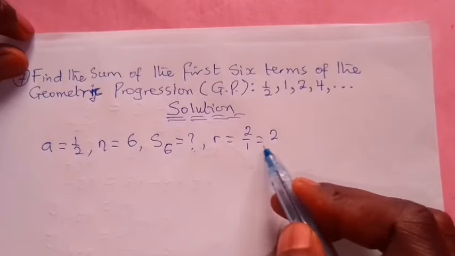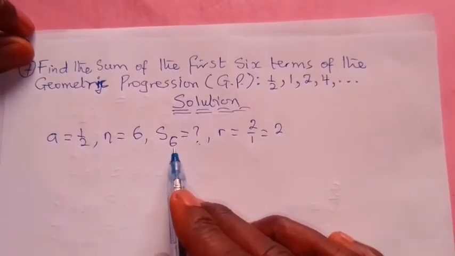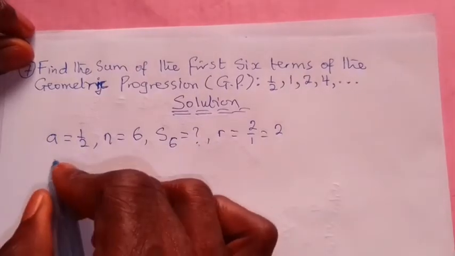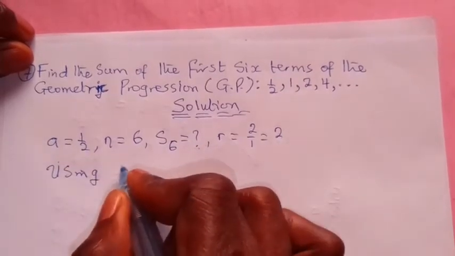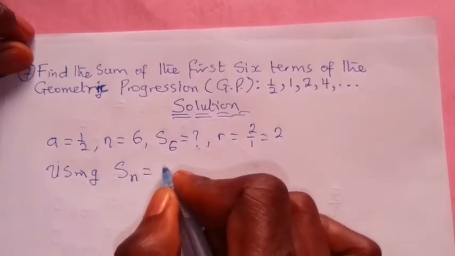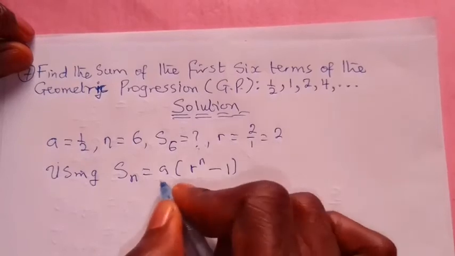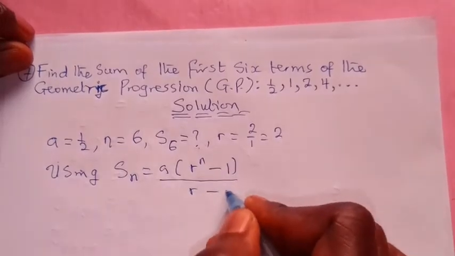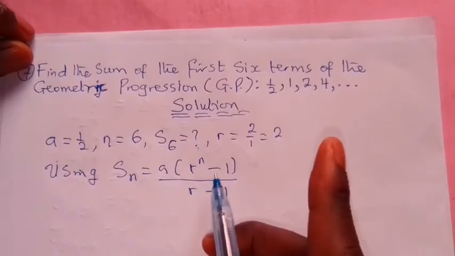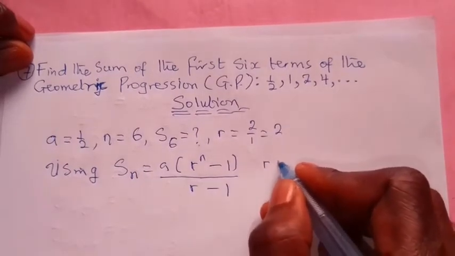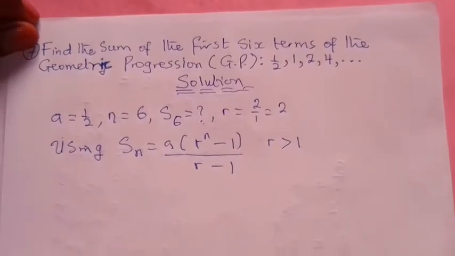All right. So now that we've gotten the parameters here, we can now use the formula for the sum of a GP. So we can say S sub n equals A into bracket r to the power n minus 1, then divided by r minus 1. The reason why we are using this is because the common ratio is greater than 1, and that's the reason why we are using this particular formula.